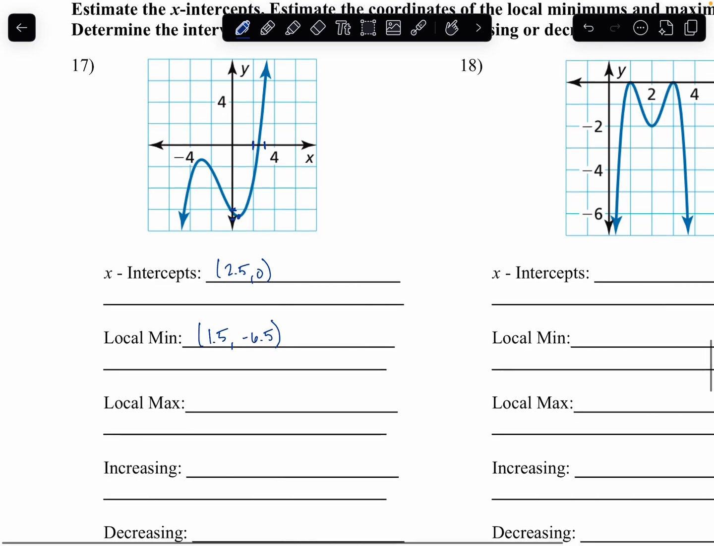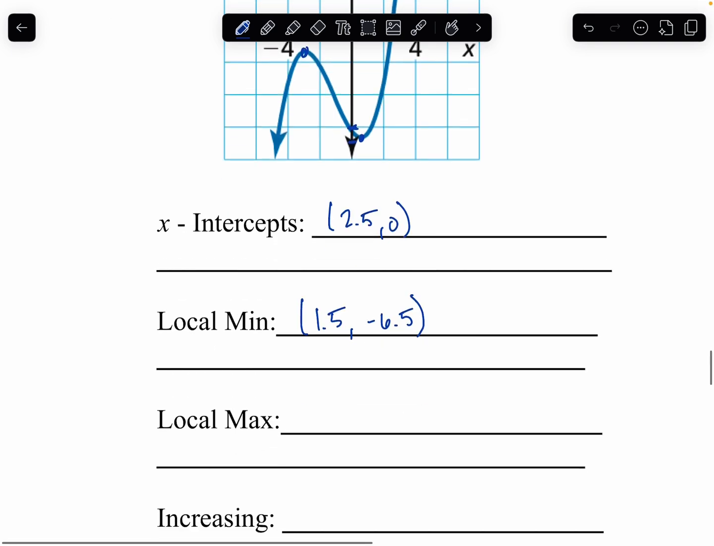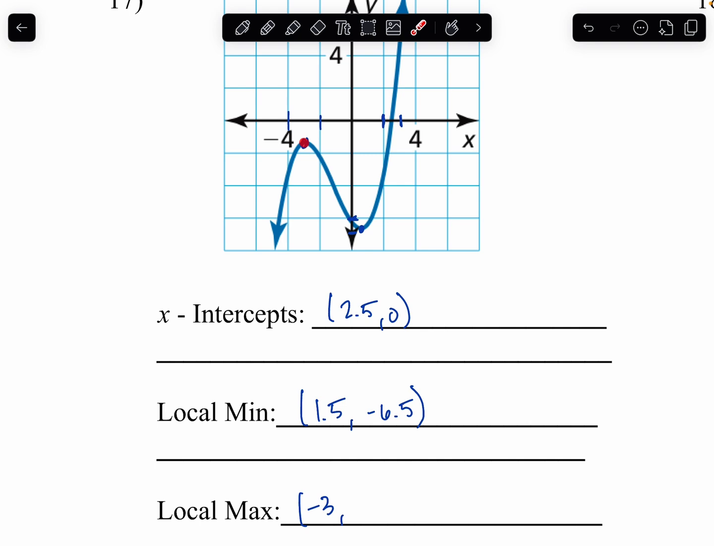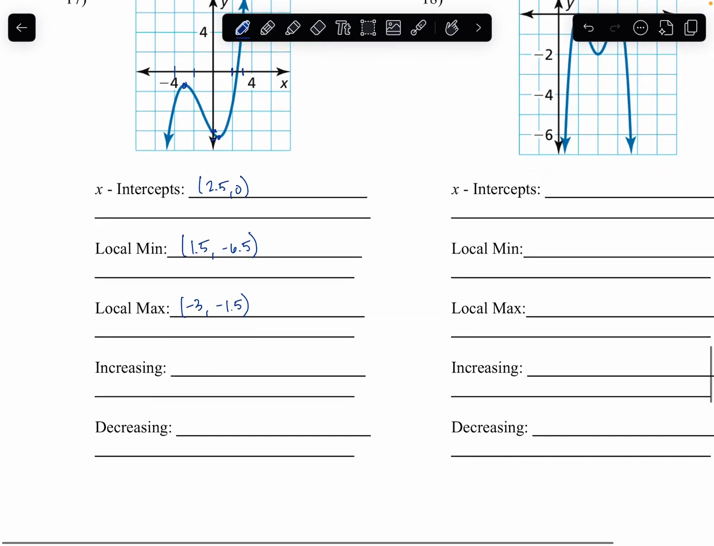So that's the local minimum. The local maximum is right here. So if that's -2, this is -4. So maybe it's at -3, comma, and the y value. So this is -1 and this is -2. So somewhere between -1 and -2, so maybe -1.5-ish about. Okay, so that's the local maximum.